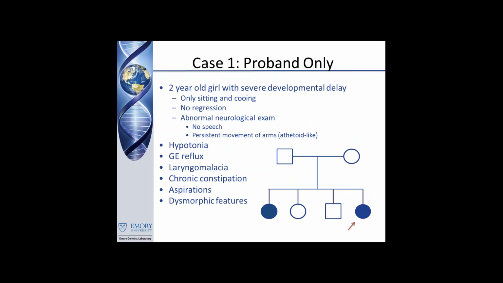So for the first case, this was sent as a Proband Only sample. It was a 2-year-old girl with severe developmental delay and some other nonspecific findings: the hypotonia, the constipation, some dysmorphic features. She also had an older sister who was similarly affected.